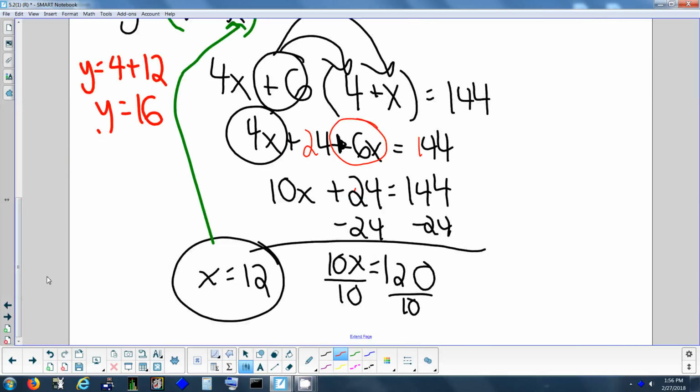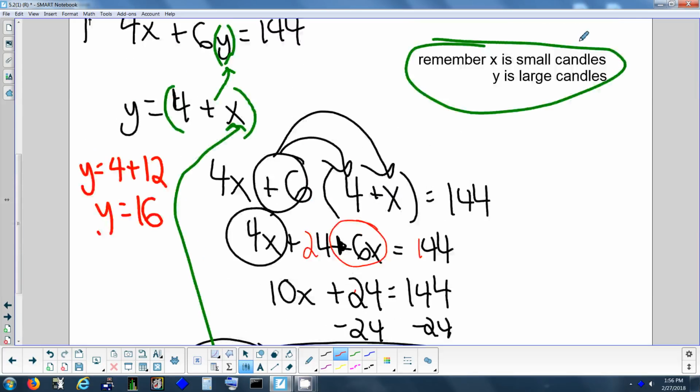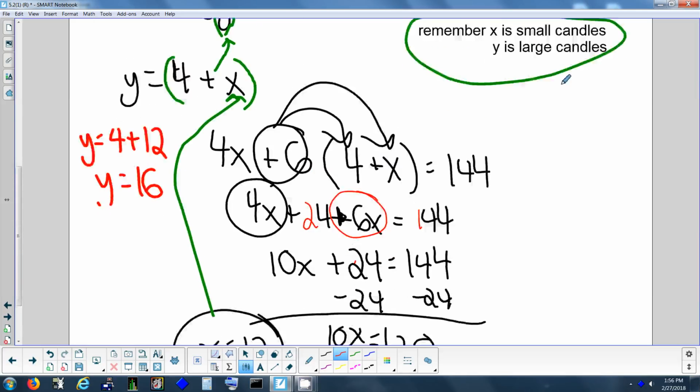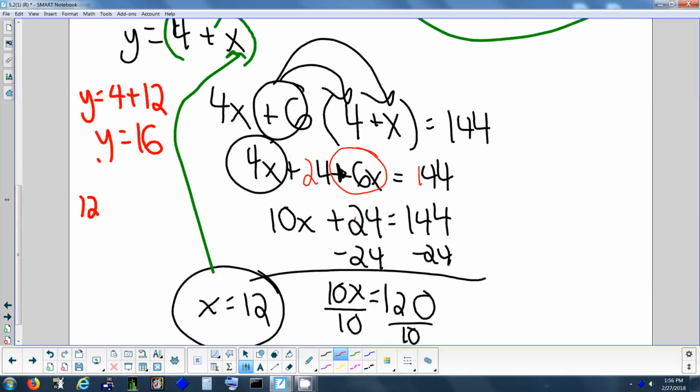X was what? Smaller candles or larger candles? X. So we say it was smaller or larger? Smaller, right? So we sold 12 small and 16 large. That's how we do that. All right, so 12 small, 16 large.